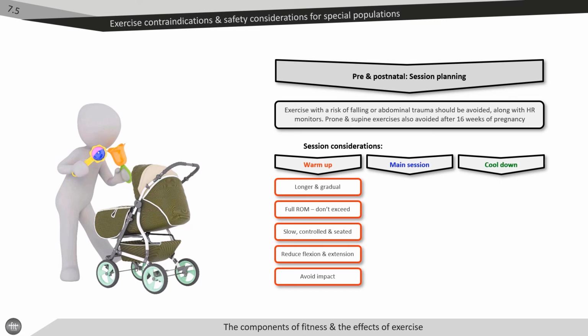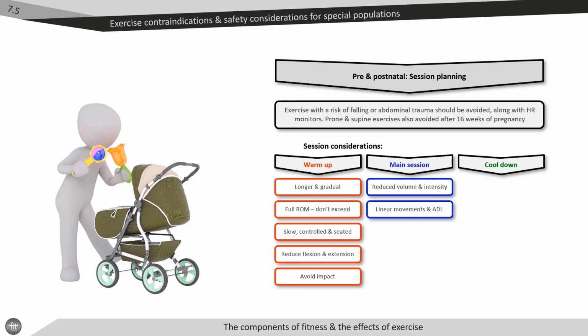When planning the main element of the session, it should consist of both cardiovascular and resistance training methods, both at a lower working intensity and volume than the general population, and priority of using the RPE method over the contraindicated heart rate monitoring is preferred.